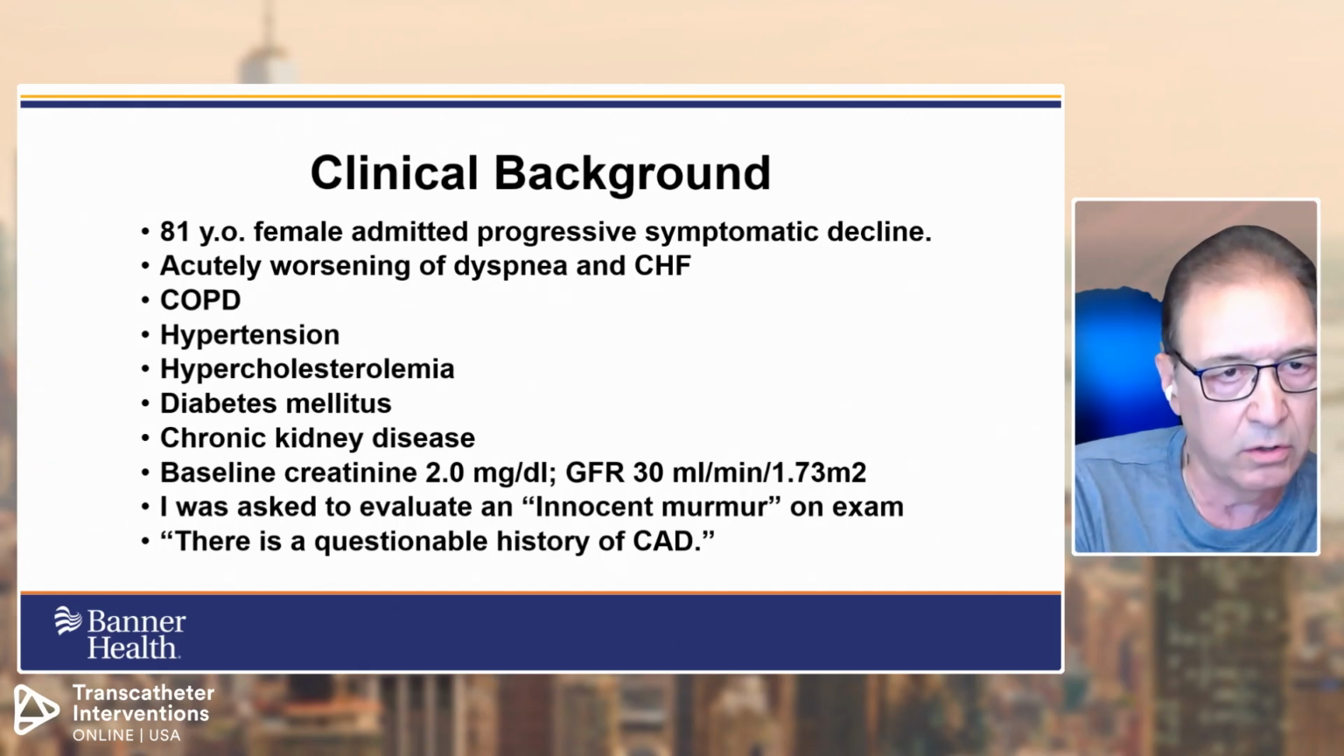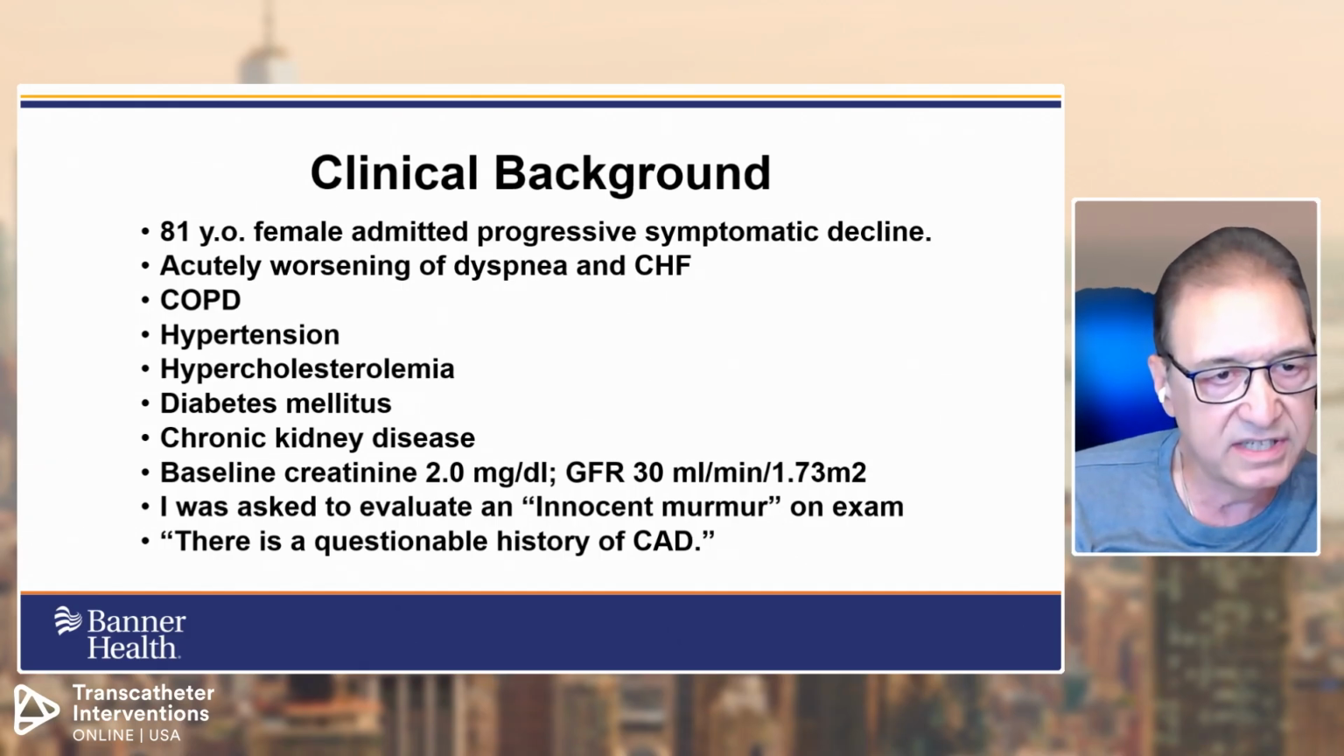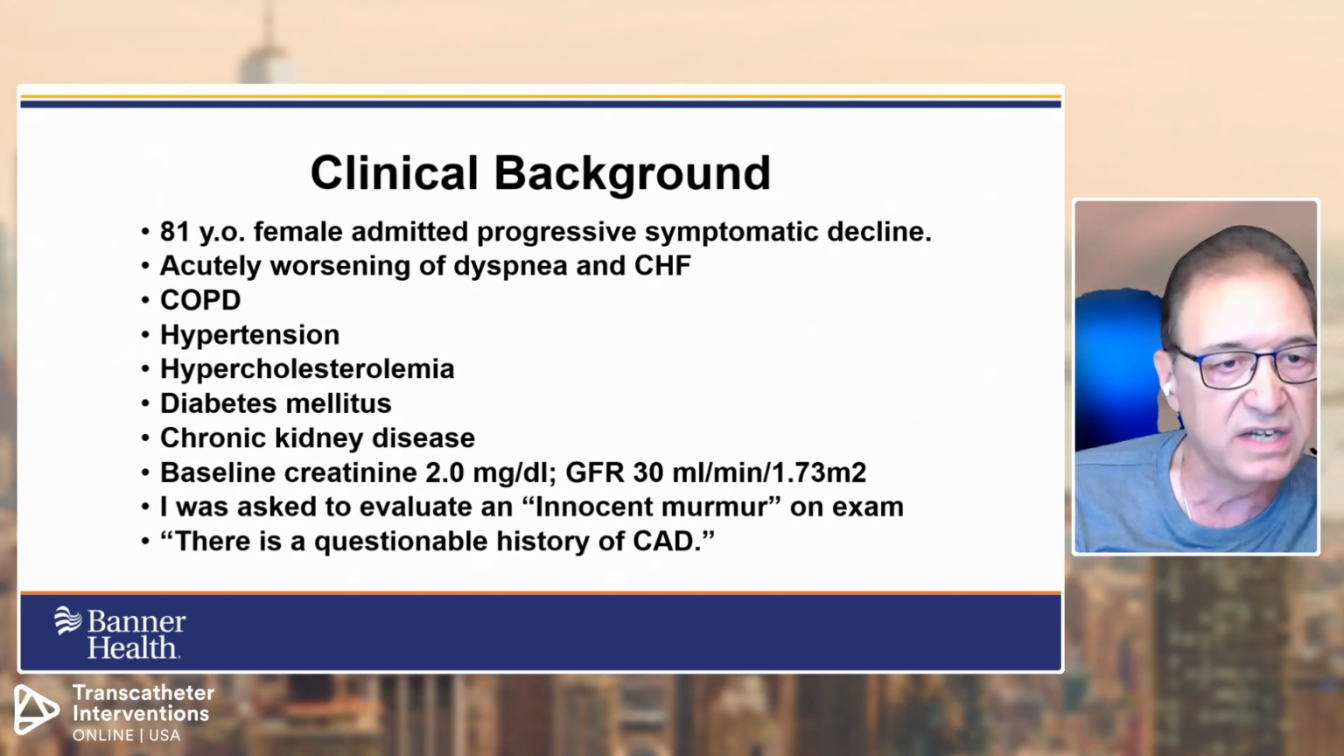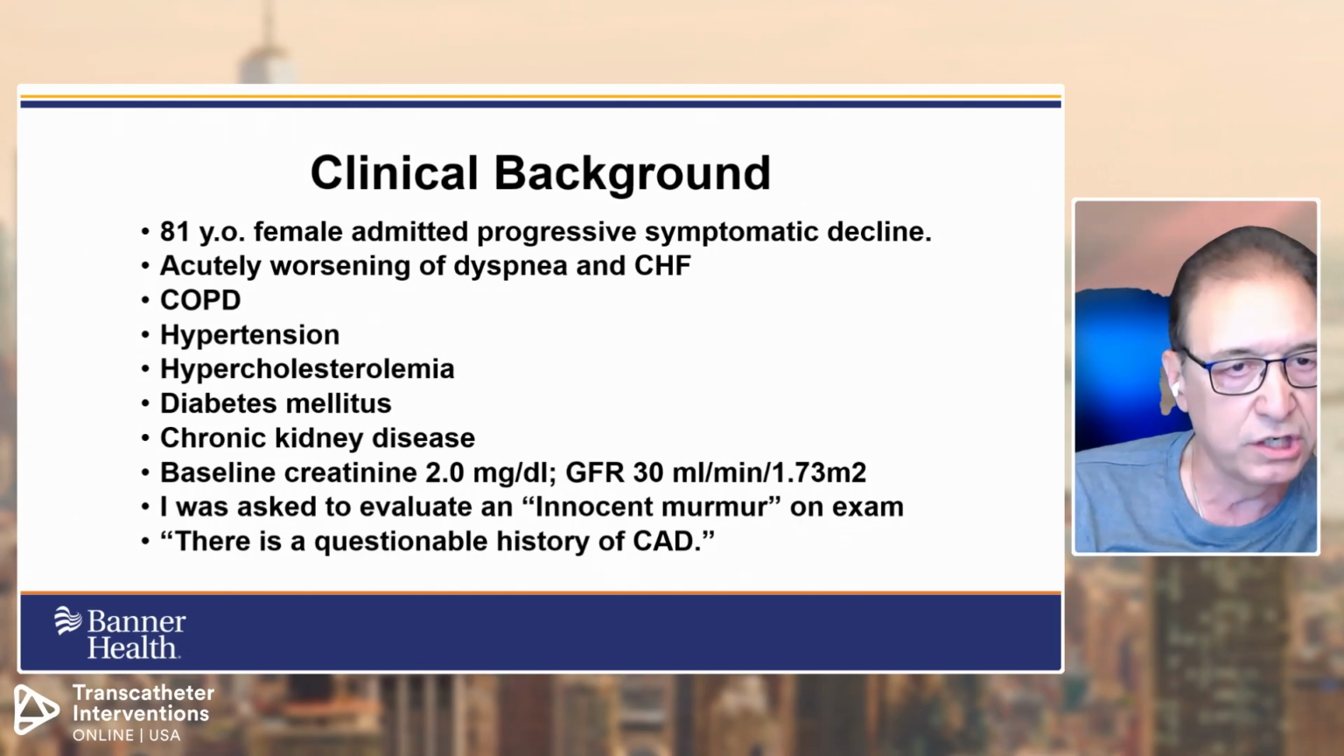It's an 81-year-old female who was sent to me to evaluate what initially was described as an innocent murmur. She had progressive worsening of dyspnea and congestive heart failure. She had a history of COPD, hypertension, hypercholesterolemia, diabetes, and she had chronic kidney disease. You see her baseline creatinine and GFR. And in addition to her being symptomatic, I was asked to evaluate her for an innocent murmur.